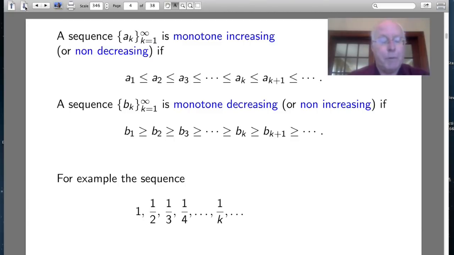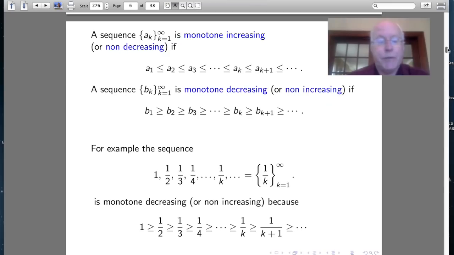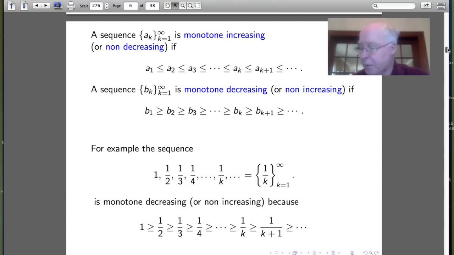Let's look at an example. The harmonic sequence 1, 1/2, 1/3, etc., the sequence of reciprocals of the integers. This is a monotone decreasing or non-increasing sequence because, as it's easy to see, 1 is at least as big as 1/2, which is greater than or equal to 1/3, greater than or equal to 1/4, etc. And for the generic terms, the kth and k plus first, it's clear that 1 over k is at least as big as 1 over k plus 1.